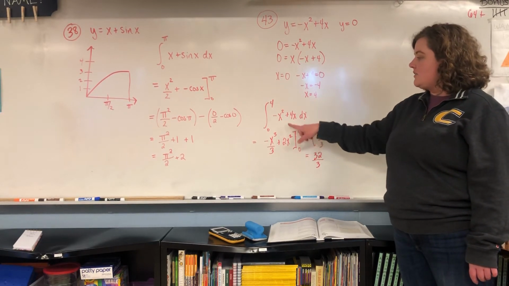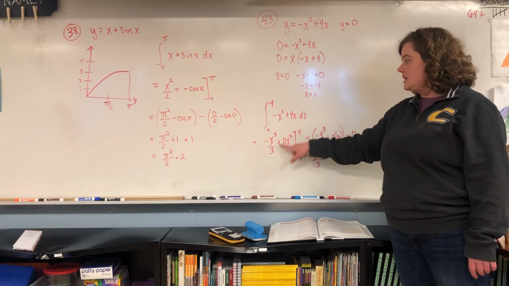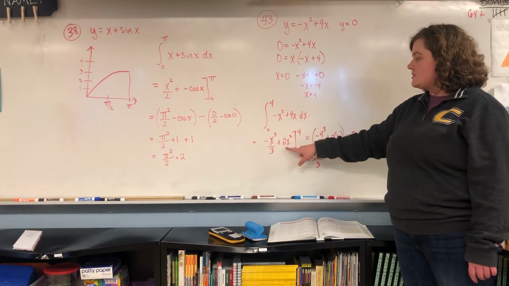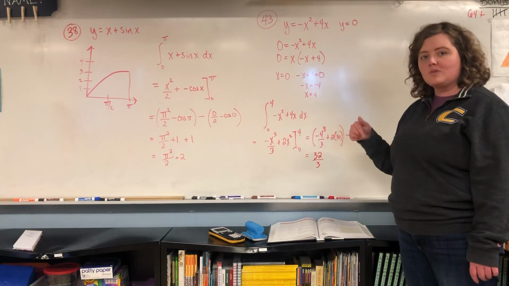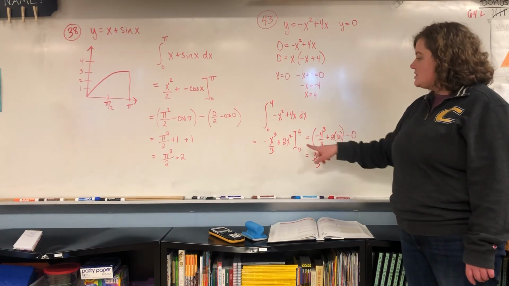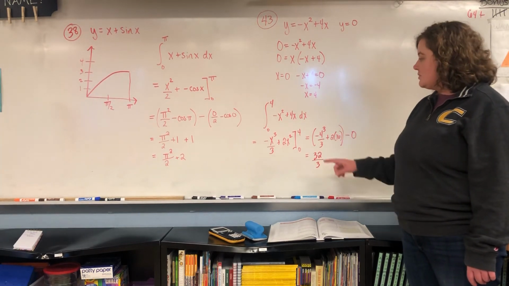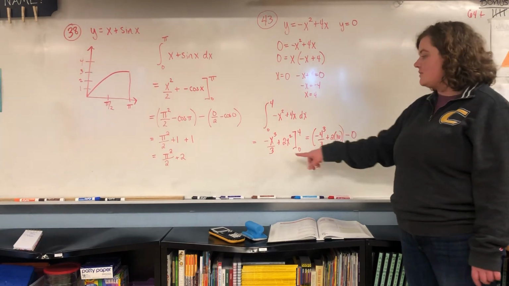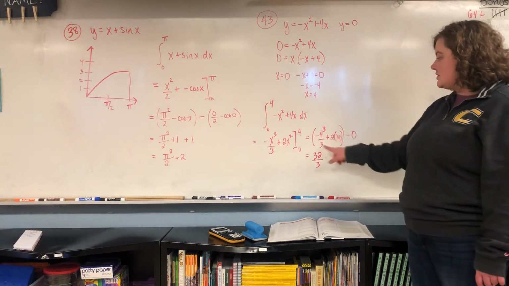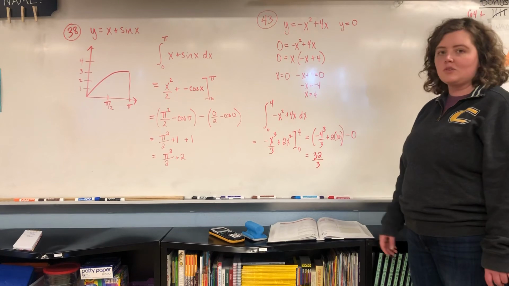Take the antiderivative, you get negative x cubed over 3. 4x becomes 2x squared because you end up doing the 4 divided by 2. So then you go from 0 to 4 to evaluate it. So you plug in 4, and then plug in 0, you get 0. So you just solve for the 4 part, and you get 32 over 3. Okay?